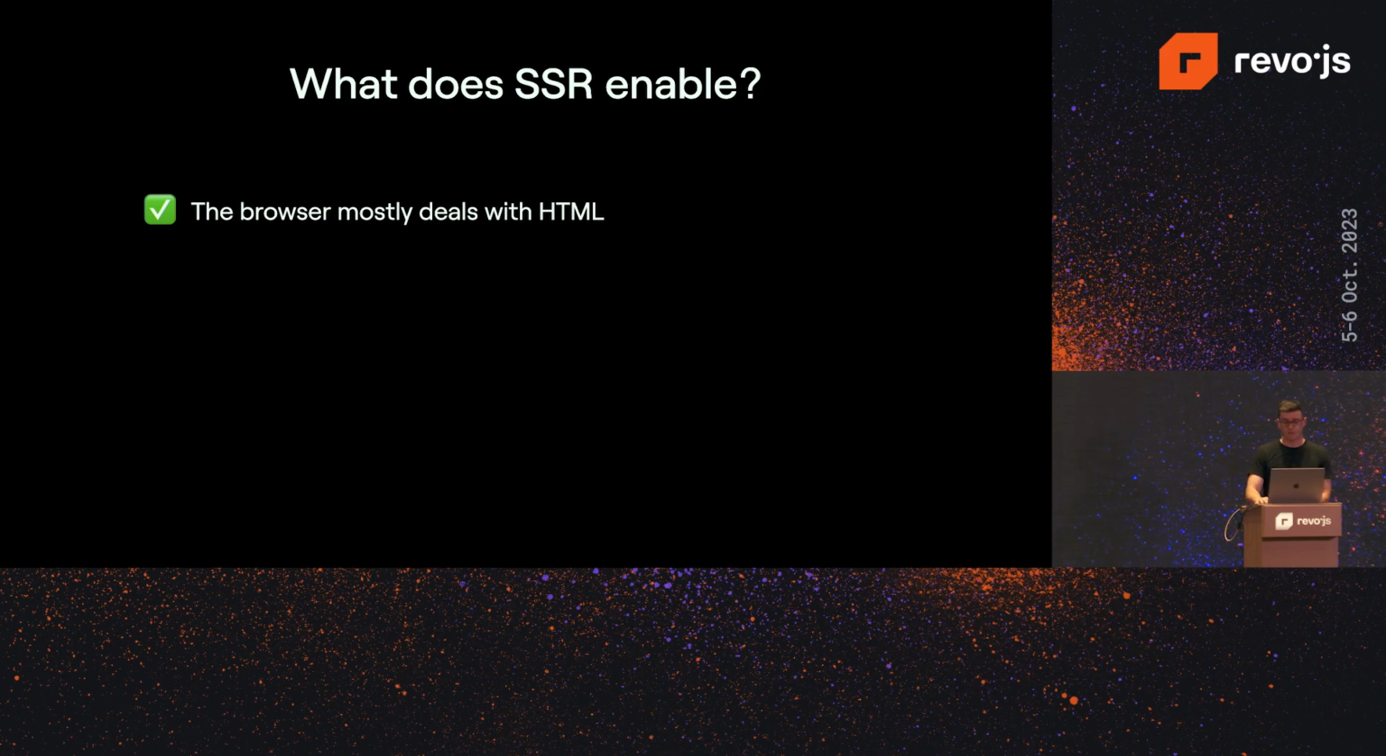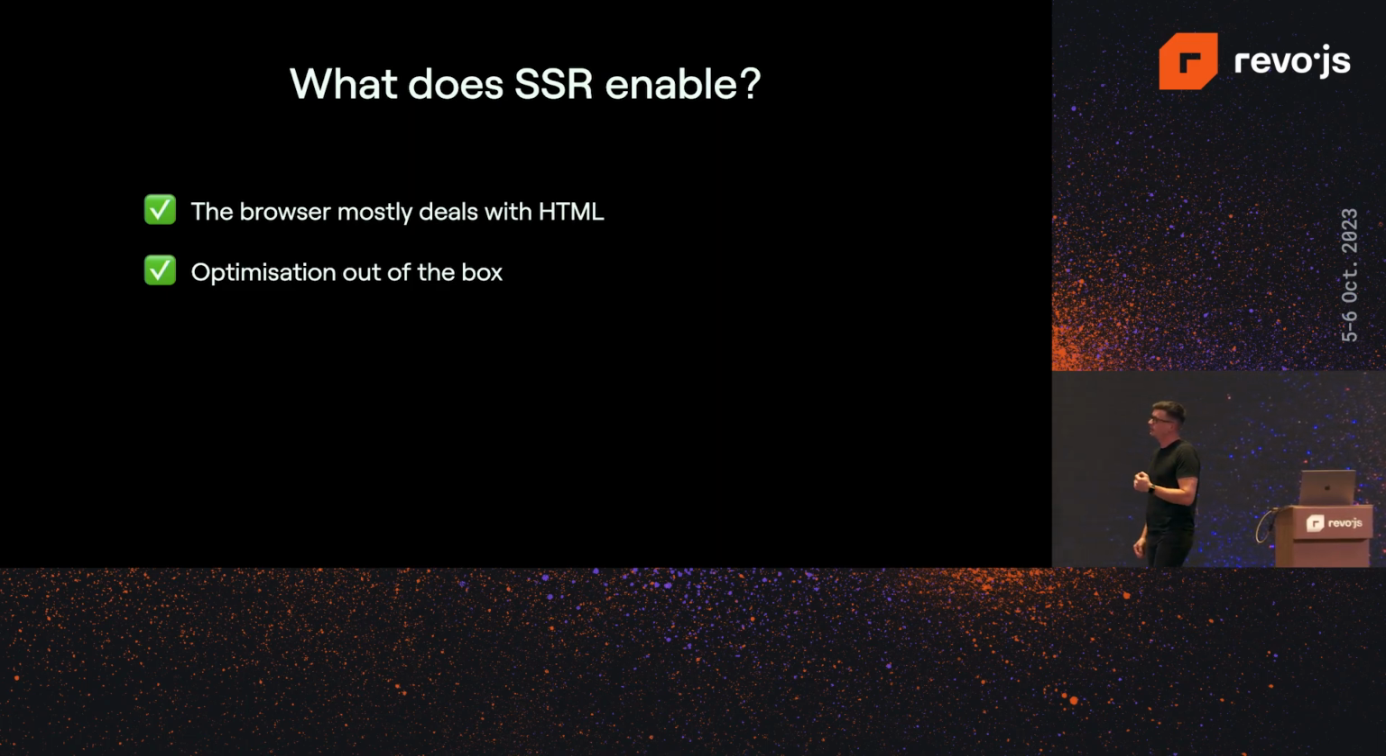Basically, the browser will now mostly deal with HTML. Optimization is kind of done for you out of the box because when you ship a website or a page or a web app or whatever you want to call it, you would just ship the HTML that's going to render that page, but it's not going to ship all the code that was used to generate that page. So as Anna was mentioning yesterday, when she had a problem with the big React icons library, that would never happen in the case of server-side rendering because you would just ship the actual icon that you used to generate the HTML.